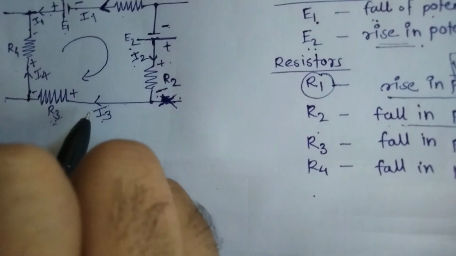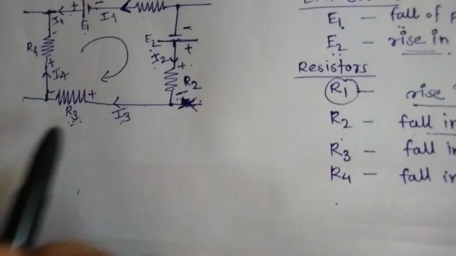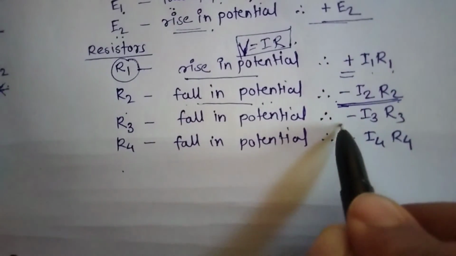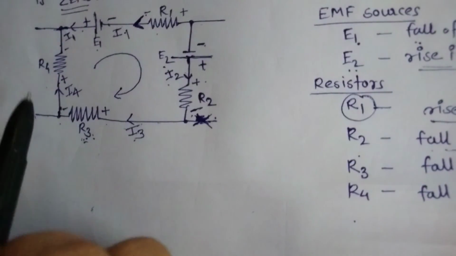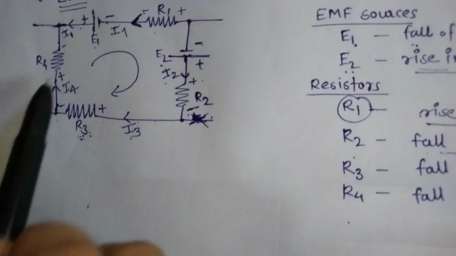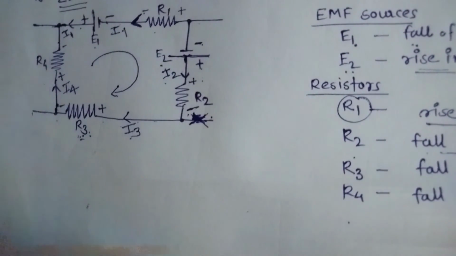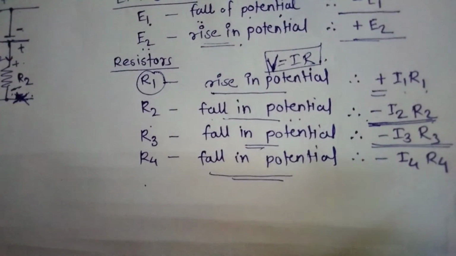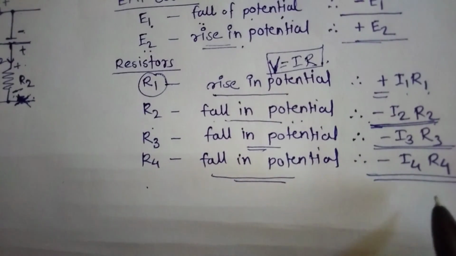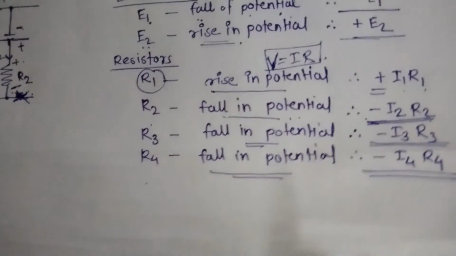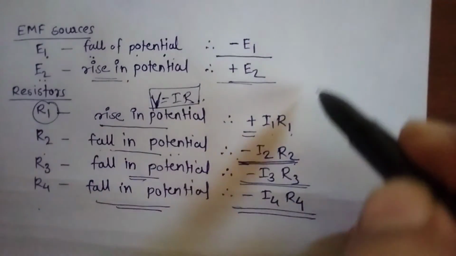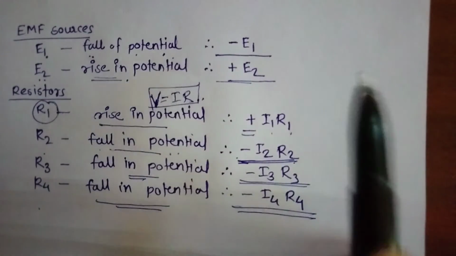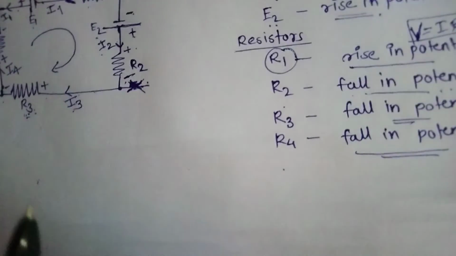Okay, next is R3. We are moving in the direction of the current, so that is from positive to negative of the R3, so we will consider it as negative. Same as R3, we are going through R4, that is positive to negative, and we will find it as a fall in the potential, and that is I4 into R4 with the negative sign, right? So by following all these sign conventions, we can write the formula.